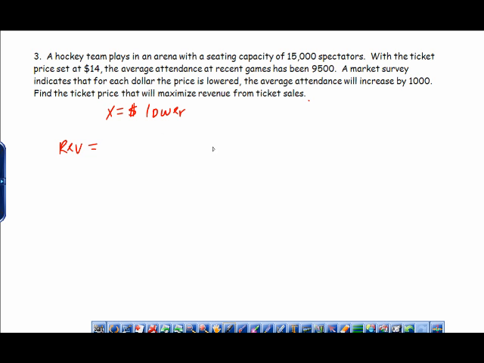So let's first think about how we would come up with revenue. We would do whatever the ticket price is. This is not necessarily going to be a number, but it's going to be an expression. So the ticket price times the attendance, or the number of tickets, okay? But we'll call this the attendance.